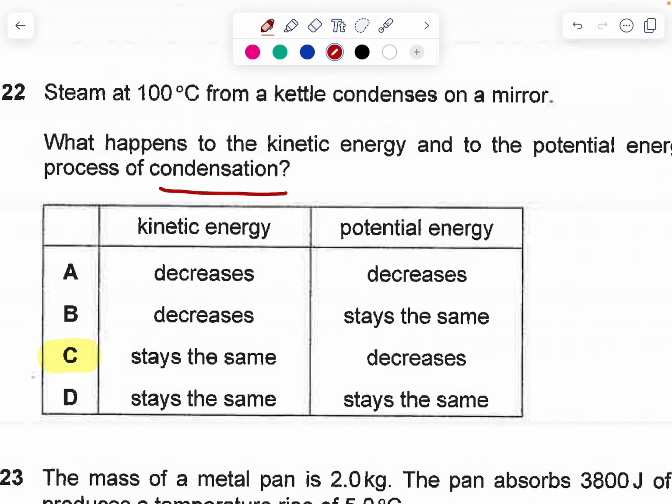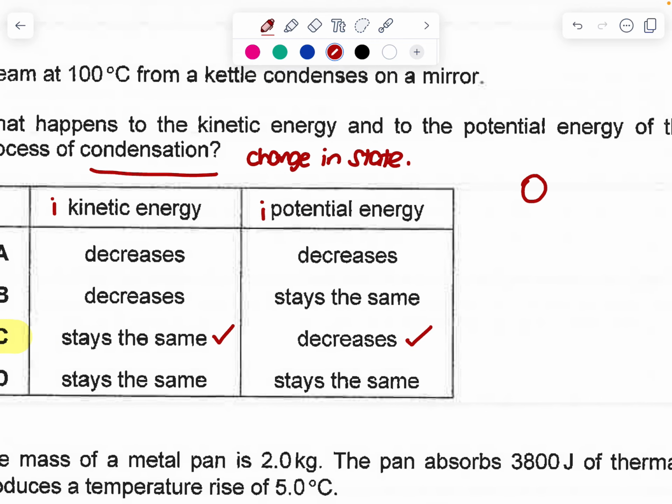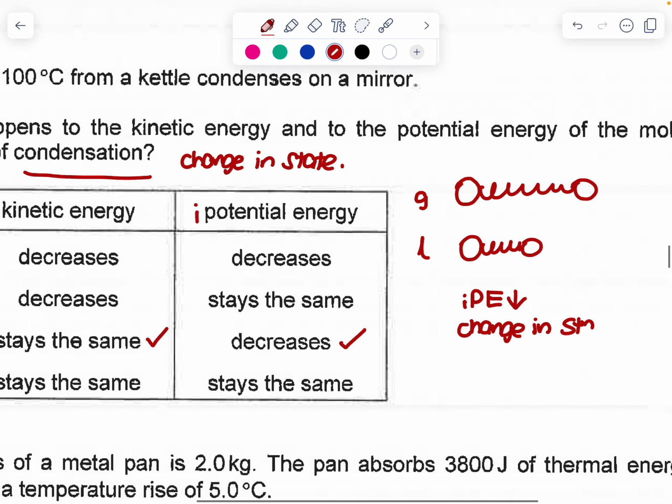So condensation is also a change in state. Okay, so in a change in state, the IKE remains the same. The IPE decreases. Remember the molecules are now much closer. Initially when it's a gas, they're very far apart. Now in liquid form, they're actually much closer. So IPE decreases when there's a change in state.